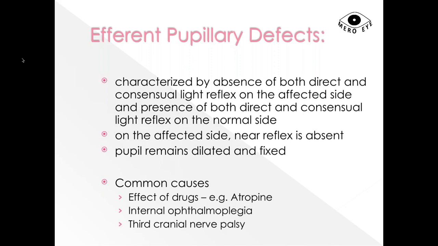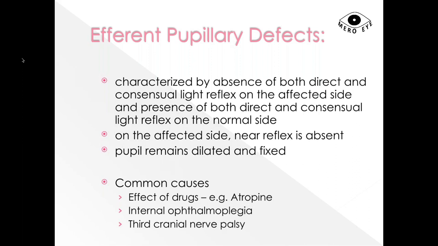So the causes of the efferent pupillary defect, a problem in the motor pathway, could be because of drugs. The drugs are blocking the motor end plate, and various drugs which dilate the pupil, like mydriatics, like atropine, homatropine, phenylephrine. These are the drugs which cause the dilatation of the pupil. Then there is internal ophthalmoplegia. What is internal ophthalmoplegia?